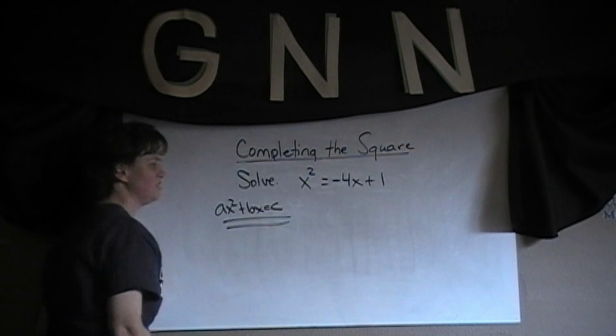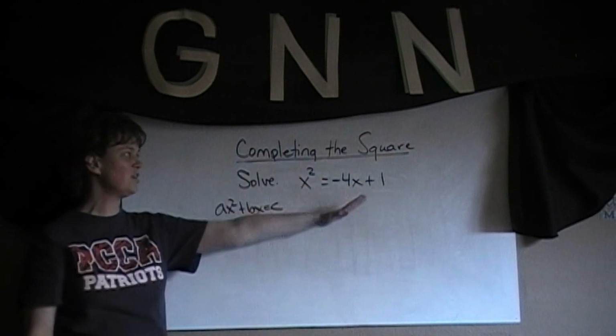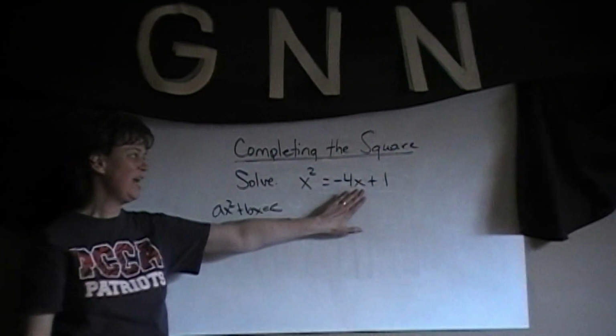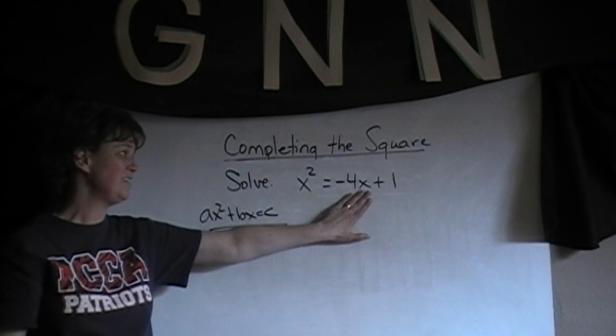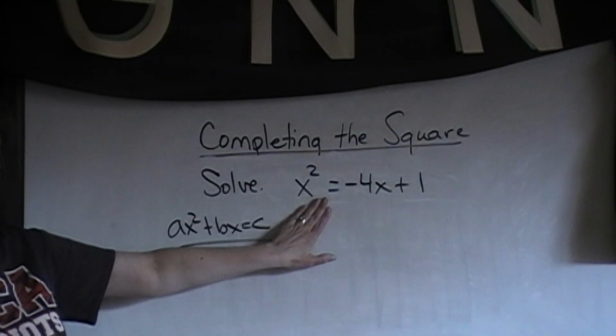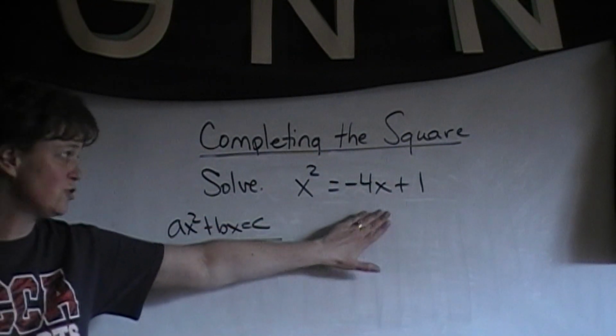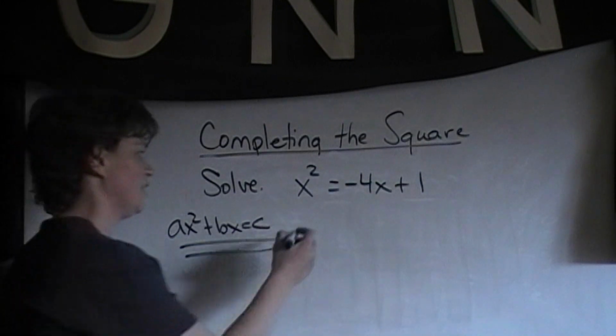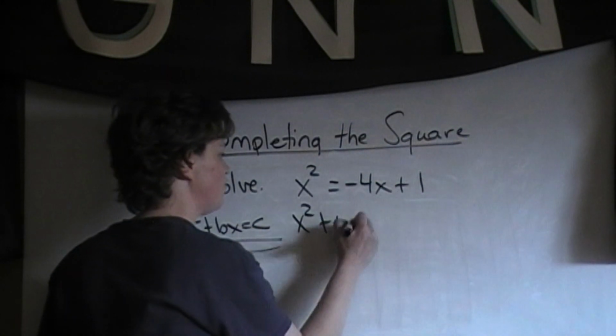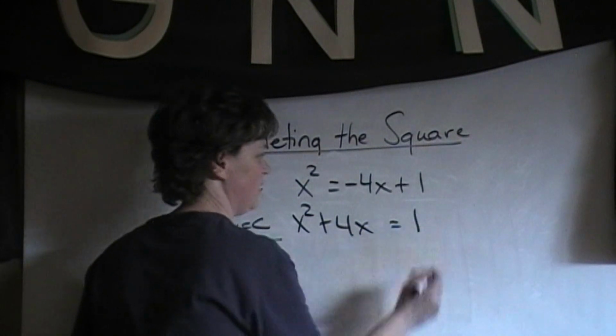It has to be in this form, which means when I look at this situation, right now I have negative 4x on the right side, and it needs to be on the left side with the x squared. So the first step would be to move the 4x to the left. So x squared plus 4x equals 1.